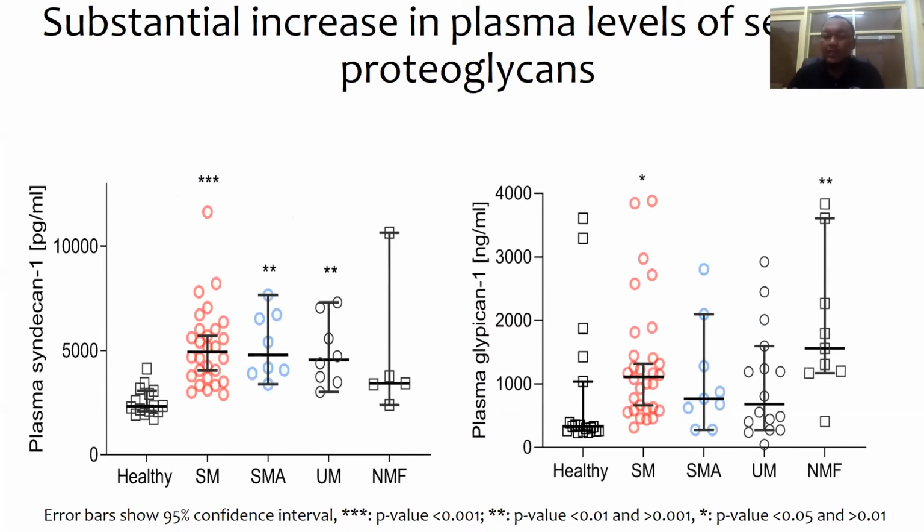So another component of glycocalyx are the proteoglycans, and these are the selected proteoglycans, not all of them. Not all had different levels between healthy and sick children. But here we can see syndecan 1, this is one of the most measured glycocalyx markers. It was associated with all forms of malaria. But glypican 1 was associated with only severe malaria and also non-malarial fevers.